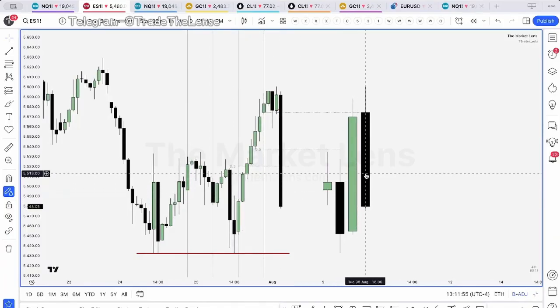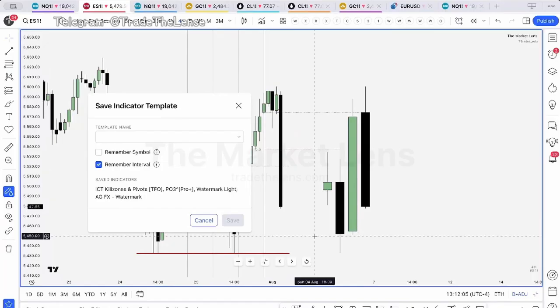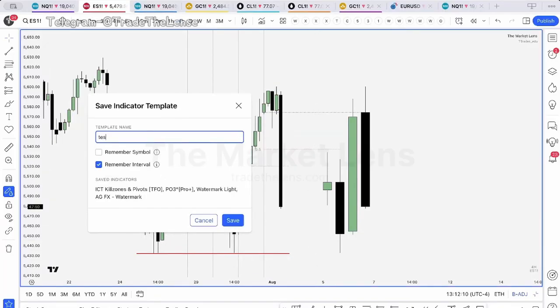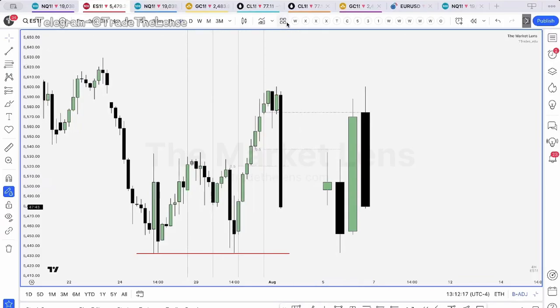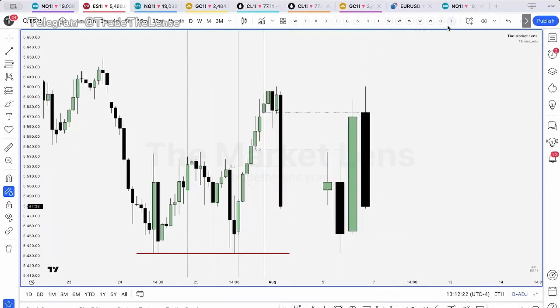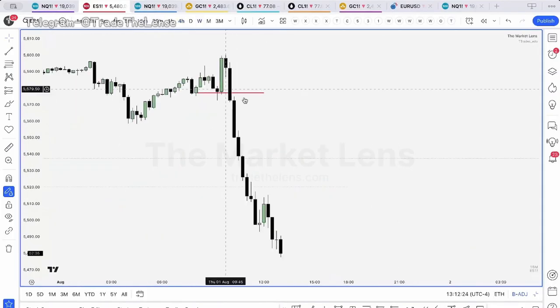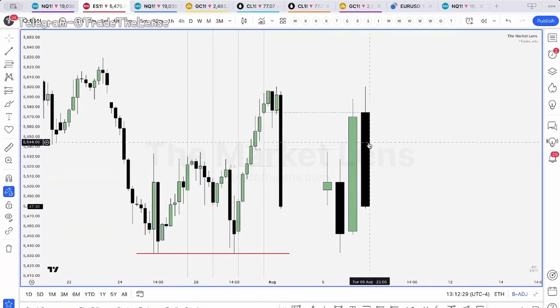With this, now I'd go into here, save indicator template. And what I want to do here is remember the interval, because if I click on this, I want to go to the hourly time frame. So it'll remember that I'm on the hourly. Then I'd name this, we can just name it test 1 hour, so testing the 1 hour template out. I have all these templates in here, and I can just star the test 1 hour. Now whatever time frame I'm on, let's say I'm on the 15, I want to go to the hour, test 1 hour. Now I have the hour time frame and the daily up.